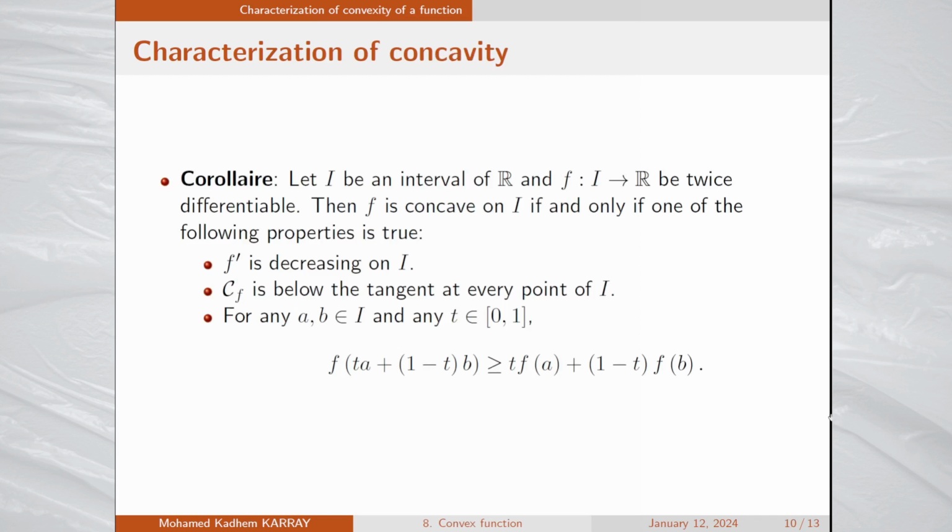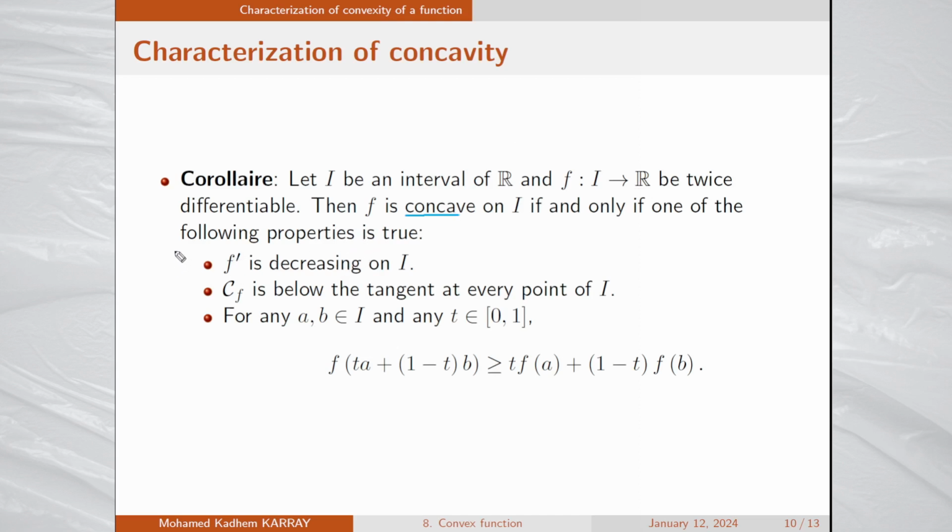Now we use the fact that the function is concave if and only if its opposite, minus f, is convex, to deduce a characterization of concavity this time. So the setting is the same as usual. Consider a function f from an interval I to the set of real numbers, assumed to be twice differentiable. Then f is concave on the interval I if and only if one of the following properties holds true.